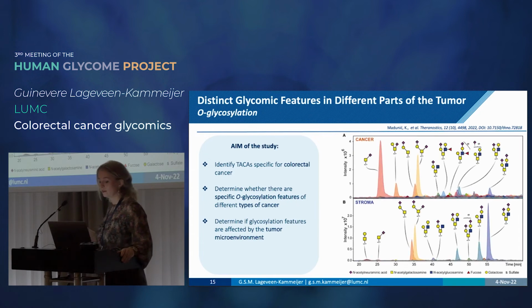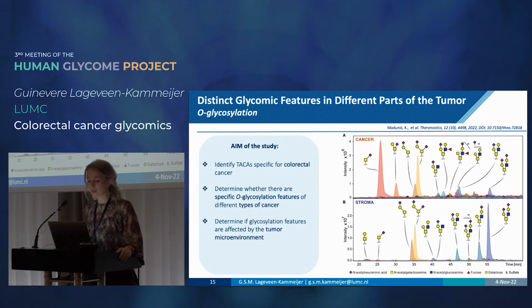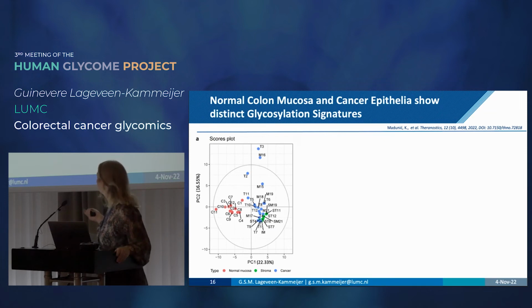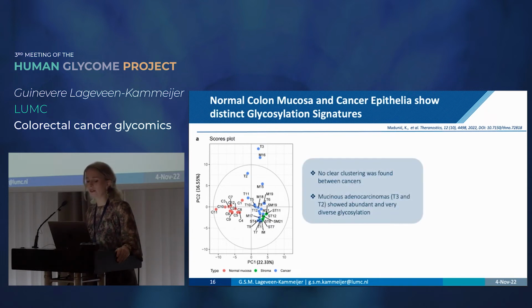Now moving on to the O glycans, there our chromatograms are a little bit more clear. Here you can nicely see that the CL2 antigen was upregulated in cancer and not present in stroma, for example. Also here, looking at the PCA plot, we see that normal mucosa is nicely clustering together, stroma is clustering together, but we see a little bit more variation in the cancer. That is mainly related to the fact that we had 2 mucinous adenocarcinomas in there, T3 and T2, and those showed a very diverse and heterogeneous glycosylation compared to the other tumors. So it was not that surprising that those were popping out in our PCA plot.